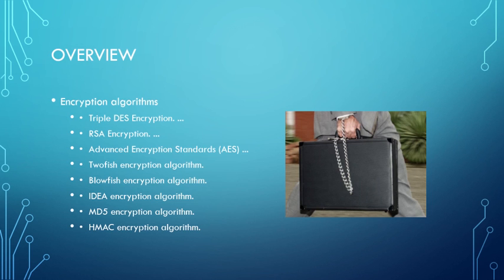There are many methods that can be used to encrypt and decrypt data. These methods are called encryption algorithms. The National Institute of Standards and Technology summarizes encryption algorithms as follows. We have Triple DES encryption, RSA encryption, Advanced Encryption Standard, or AES, Twofish encryption algorithm, Blowfish encryption algorithm, IDEA encryption algorithm, MD5 encryption algorithm, and HMAC encryption algorithm.